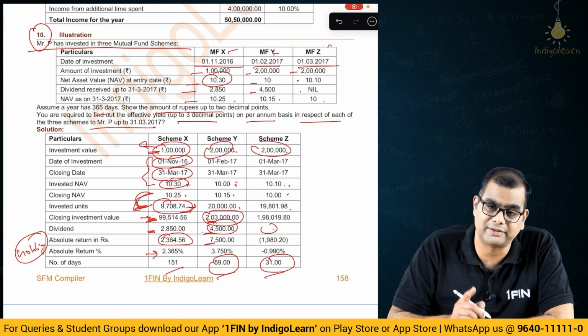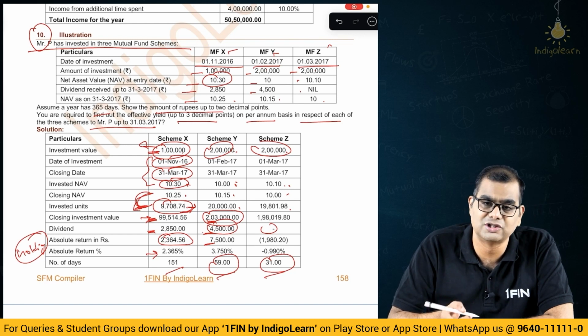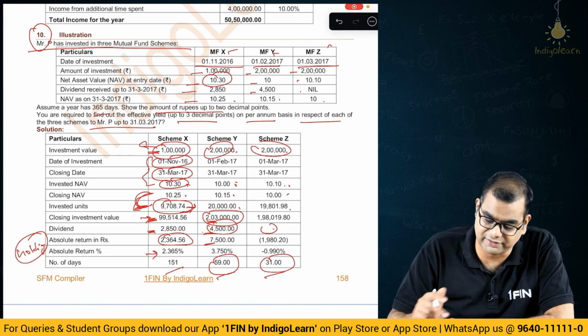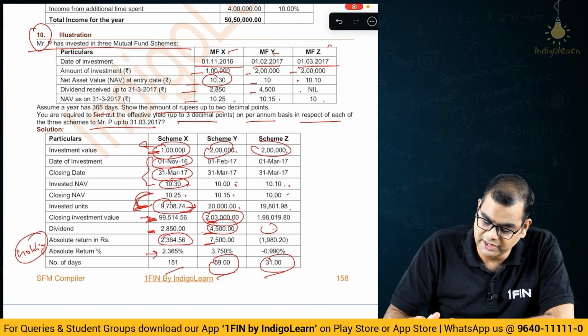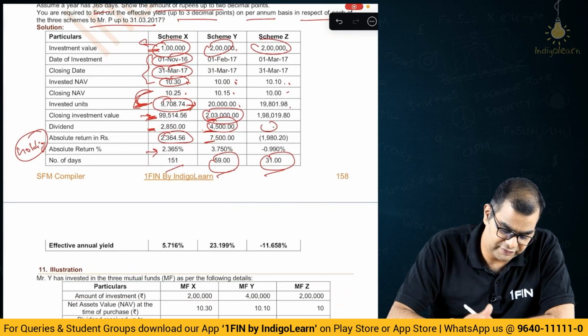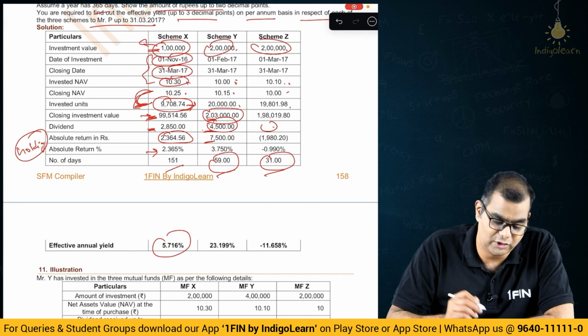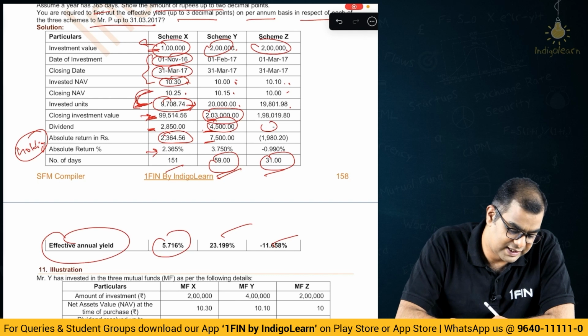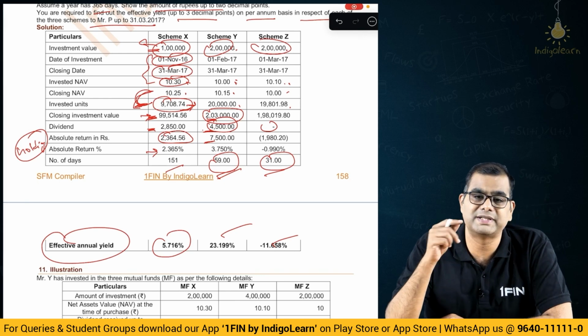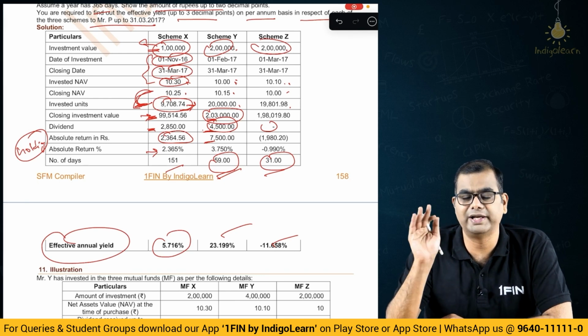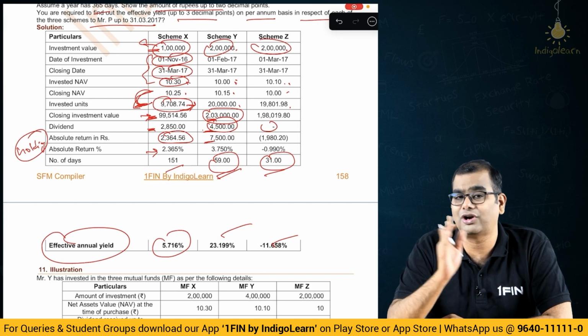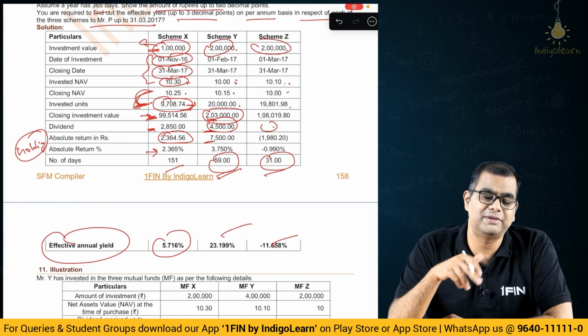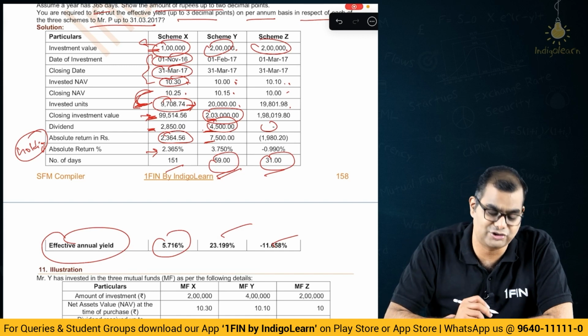2.365% is the holding period return, but you have held it only for 151 days. So, what do you do? Multiply by 365, divide by 151. So, 2.365 into 365 divided by 151. You get 5.716%. Like that you do for the other two also, and you will be able to solve the problem. This is known as effective annual yield, whereas this absolute return or holding period return is the return that you have generated by holding it. You invested this much, you got back this much. You are not considering the time element. Once you consider the time element, you adjust it by multiplying by 365 divided by the actual number of days for which you have held the investment.